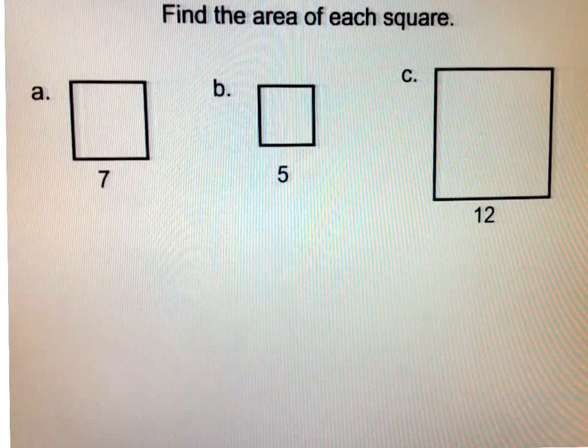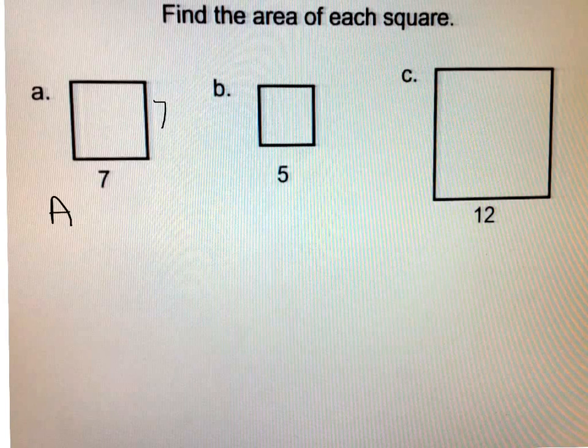We're going to start our discussion of Chapter 4-5 by reviewing what we know about areas, and specifically areas of squares. So in example A, we have a square and its side length, the bottom side, is 7. But we remember with a square that all sides are equal. That means the vertical side is also 7. And when we're finding the area, we're looking for the space inside the square.